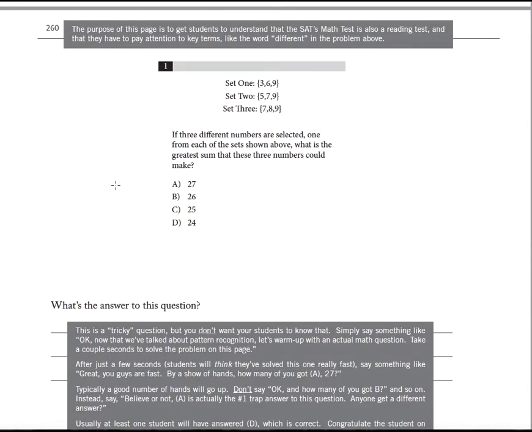So just to really show you guys how this will work, I want to warm us up here. I want you guys to please flip with me to page 260. And what I'd like you to do is try this problem on your own. Take about a minute or so, and then we'll go over it as a class.